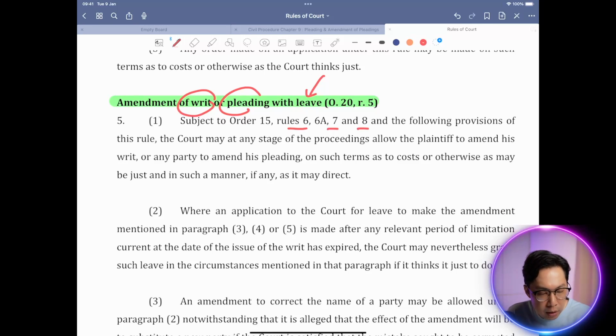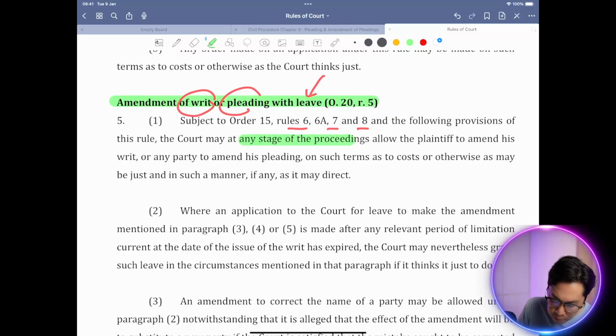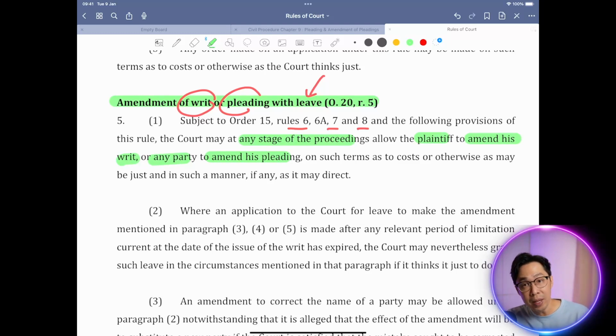What is Order 15? Order 15 is about joinder of parties. Rule 6 is misjoinder, non-joinder, and estates, substituting a party if the person dies. Under the following provisions of this rule, the court may at any stage allow the plaintiff to amend his writ or any party to amend his pleading. Why does the plaintiff amend the writ? Because the writ is only by the plaintiff. Why can any party amend pleading? Because pleading can be a statement of claim or statement of defence, so it can be the defendant or the plaintiff.